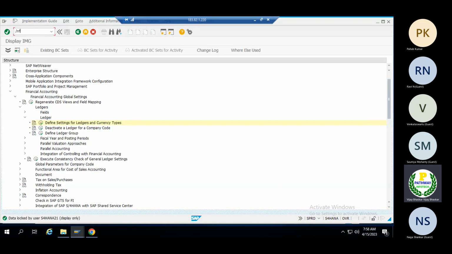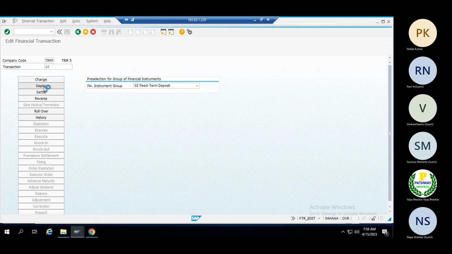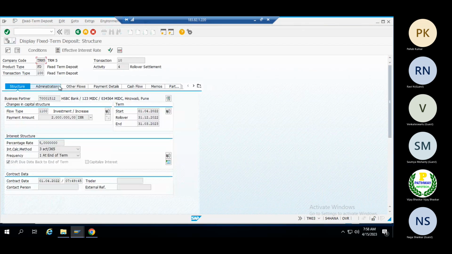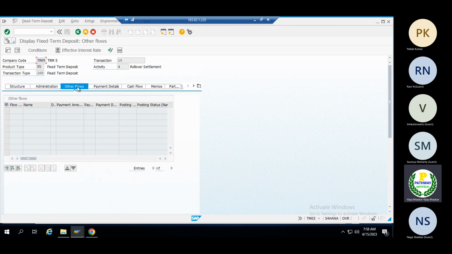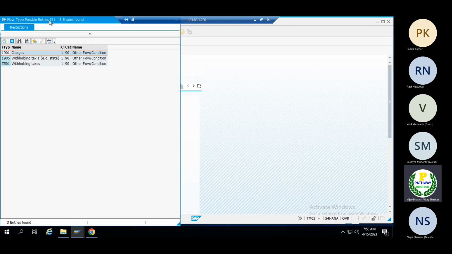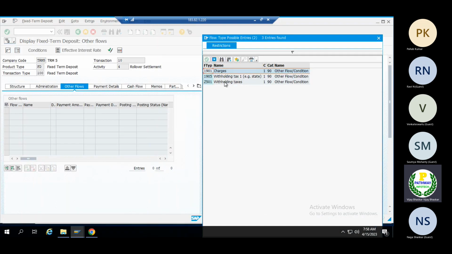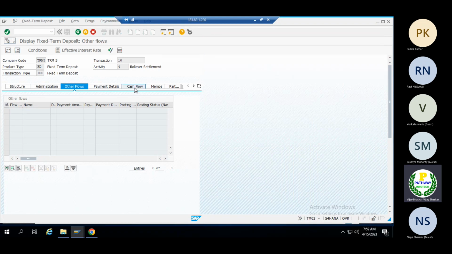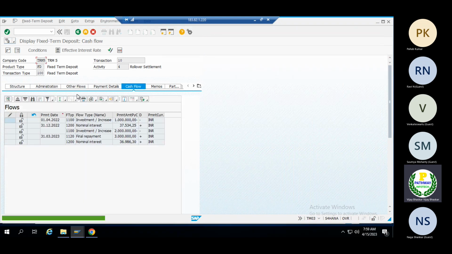When I take the transaction FTR_EDIT, any one of the transactions, let me display it here. You can see the other flows here, where you can specify which you want. See the flow type you can specify here. If you take the drop down, only these flows will appear, the main flows will not appear here: either charges, withholding taxes, or GST, whichever you have defined. Then option number two is which we want to derive without other flows.